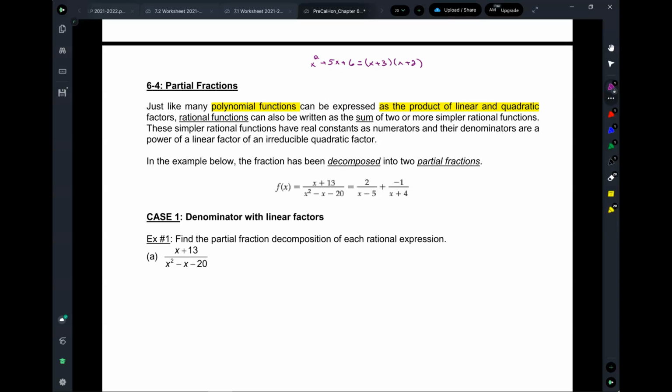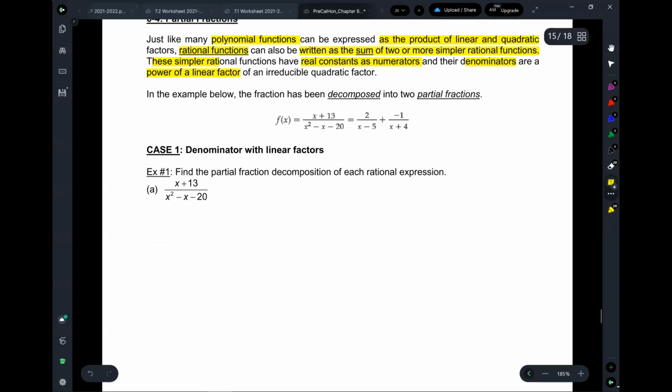Well, we can do something similar to rational functions, but in this case, we write them as the sum of two or more simpler rational functions. Okay? Now, these simpler functions will have real constants as their numerators. And their denominators will be a power of a linear factor, okay? Or a quadratic factor. So this process is called decomposing a fraction into partial fractions.